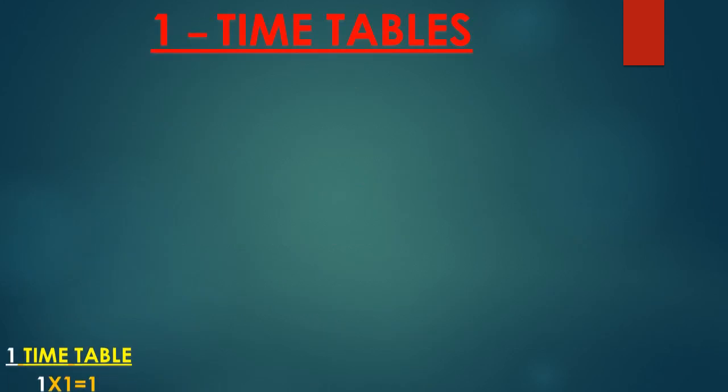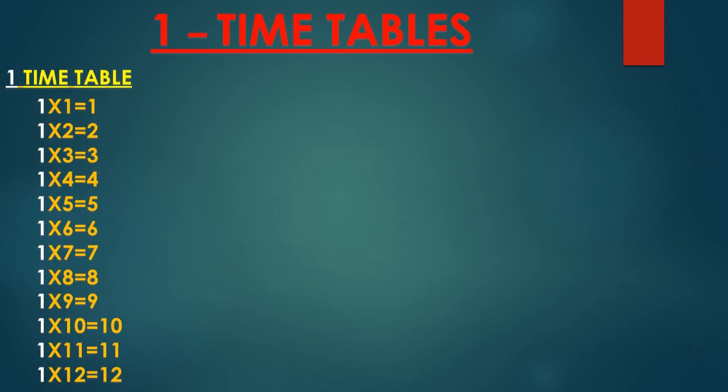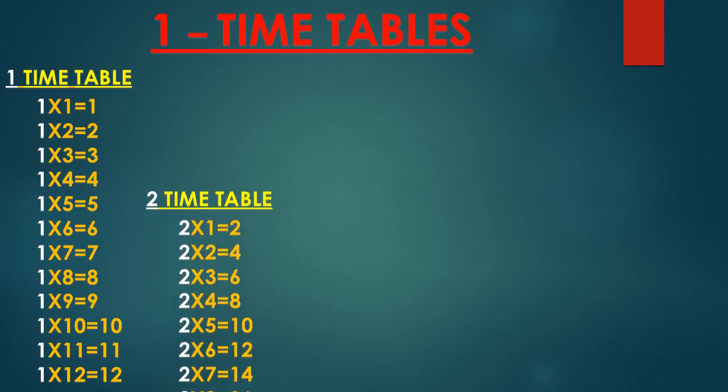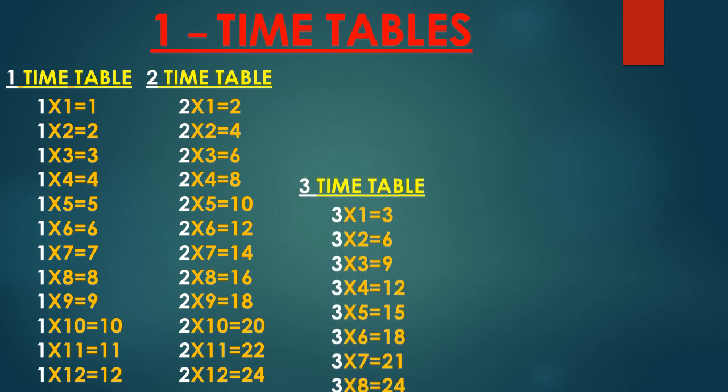First, we have the timetables. Timetable of 1. Any number multiplied by 1 is the same number. Like 1 times 1 is 1, 1 times 2 is 2, 1 times 3 is 3, etc. Number 2, the timetable of 2. We have to memorize it very well.